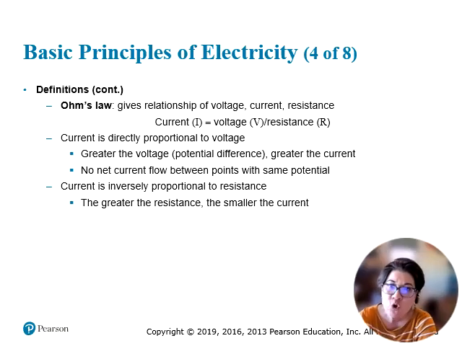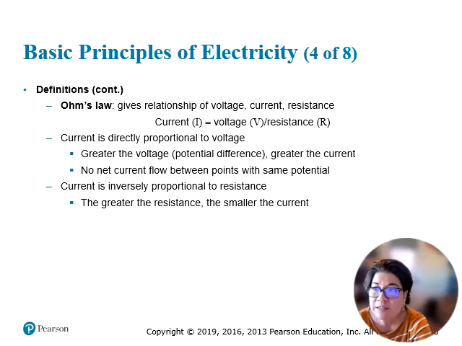There's also this formula, Ohm's law. So the current is a function of the voltage divided by the resistance. So the higher the resistance, the lower the current will be.